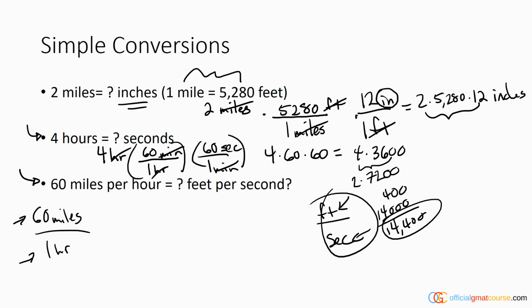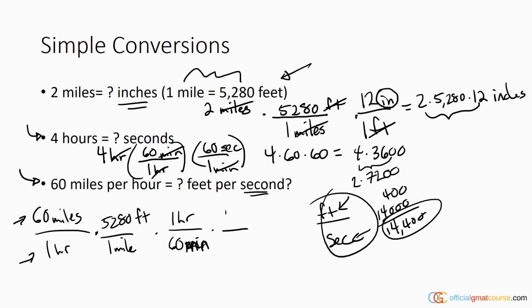Now 60 miles, I'm going to have to get that into feet. And we know that we had a conversion for that up here, so we're just going to borrow that. So 1 mile is 5,280 feet. And we have 1 hour, and we need to convert that into seconds. So 1 hour is 60 minutes, and then 1 minute is 60 seconds. So I end up with seconds on the bottom, minutes cancel against minutes, hours cancel against hours, miles cancel against miles, and all we end up with is feet per second.